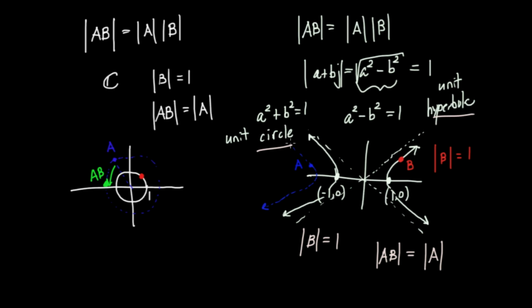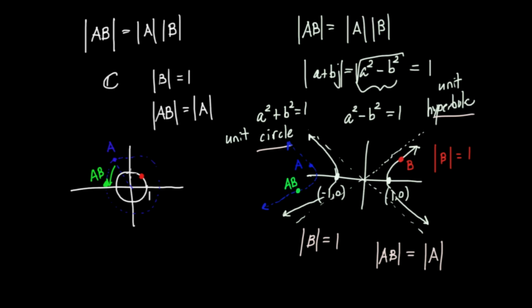Whatever hyperbola that's going to be on. Now what this means is that when I take the number B and I multiply it by A, the number generated, AB, is going to also be found on this blue hyperbola. So it could be found, for instance, right there, as long as it stays on that hyperbola.